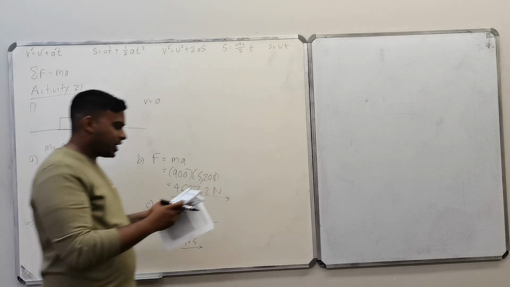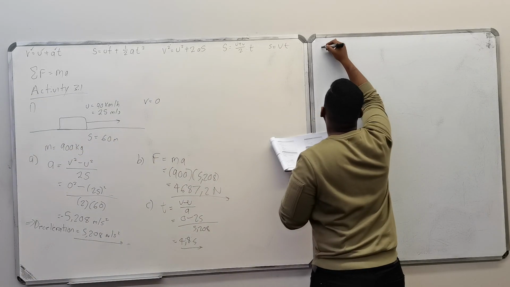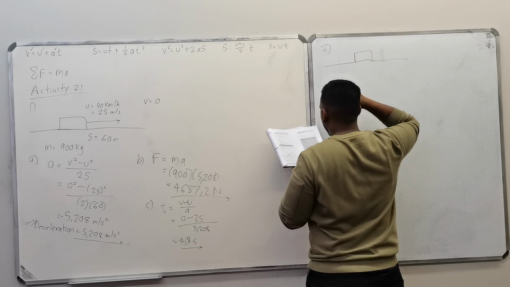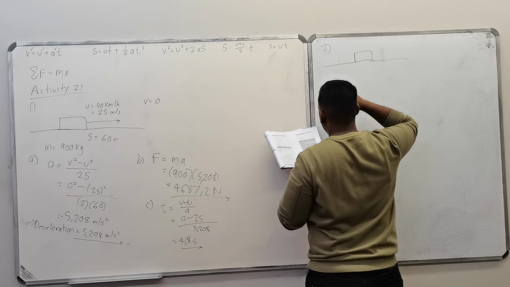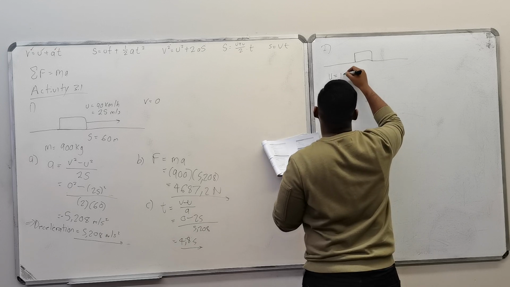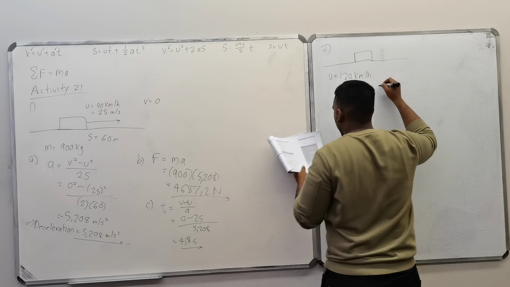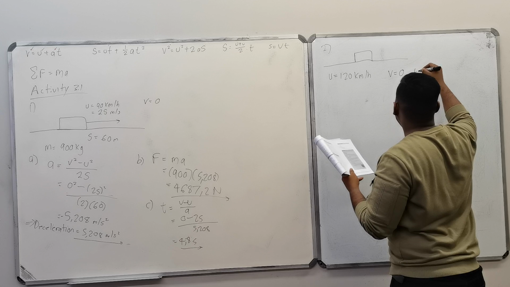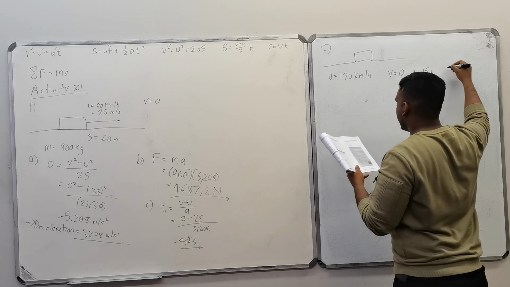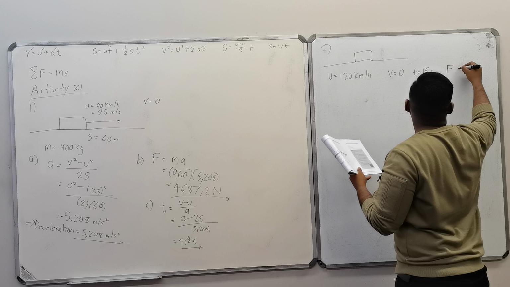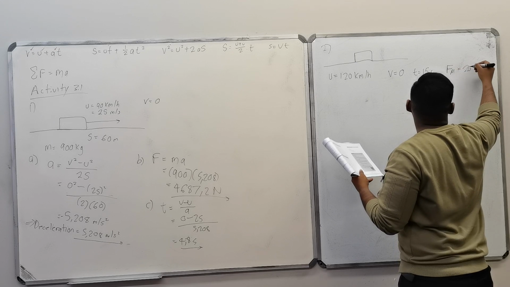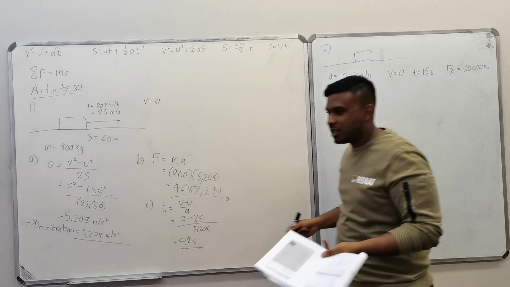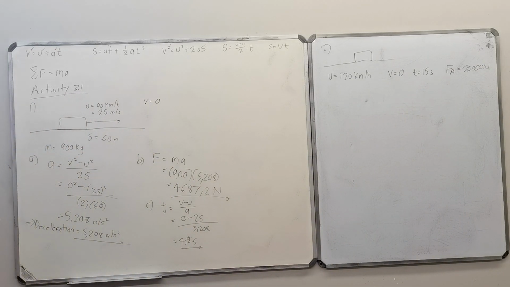They tell you that a truck is moving in a straight line on a horizontal road at 120 kilometers per hour. So its initial velocity is equal to 120 kilometers per hour, and it's brought to rest. So its final velocity is 0 during a time of 15 seconds by a braking force of 20 kilonewtons. So this will be 20,000 newtons.